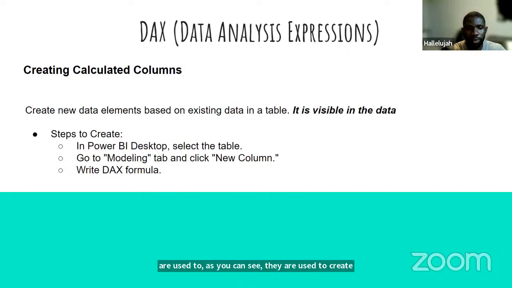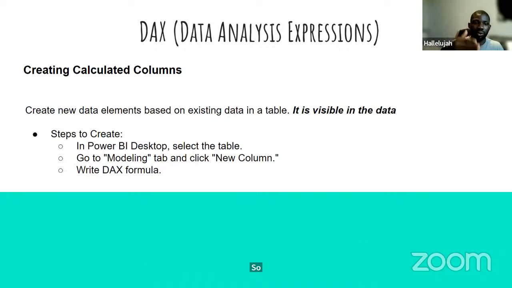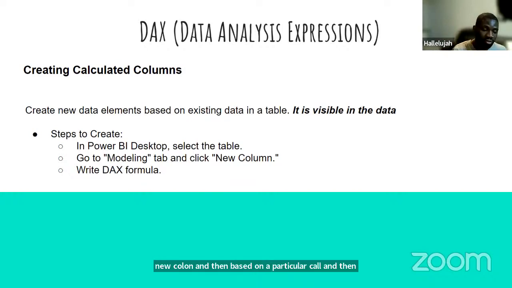One thing to note about calculated columns is that they are visible in the data. So, interview question: differences between a calculated column and the second one that we'll be looking at now. They are very common interview questions. Calculated columns are like when you want to add a new column based on a particular column, just like what we have been doing before. For instance, you have a date, and you want to create the hour, month or year from the date. You are creating a new column based on another column. That's a calculated column, because the column is generated by calculation.